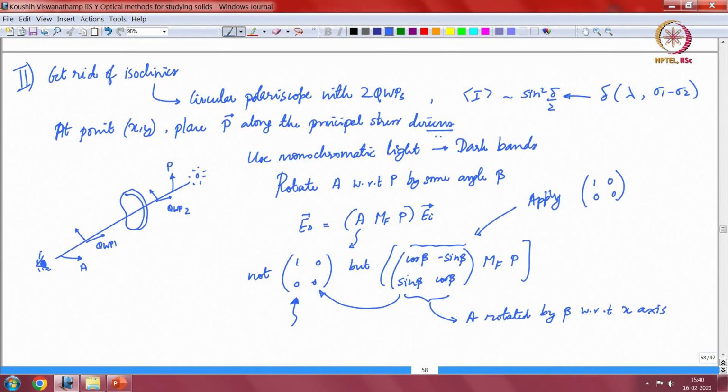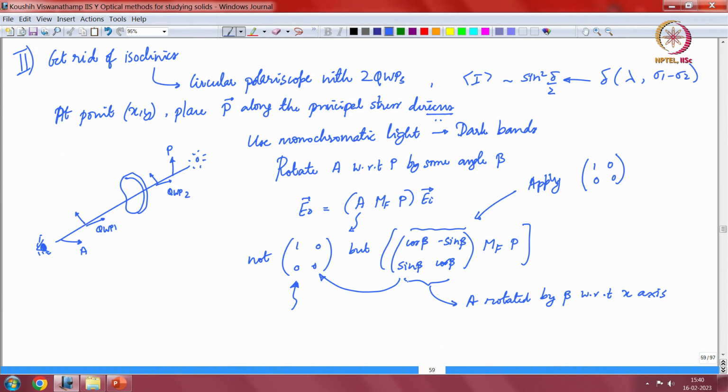After this, we said the isoclinics have done their job. The information that you can use about the orientation of the principal stress is already obtained, and so the next step is to get rid of the isoclinics, because they interfere with your interpretation of the actual stress values. So for this we saw that you could use a circular polariscope, which basically has 2 quarter wave plates, one after the polarizer and one before the analyzer, and we discussed what this quarter wave plate does.